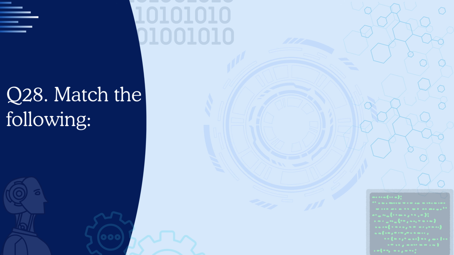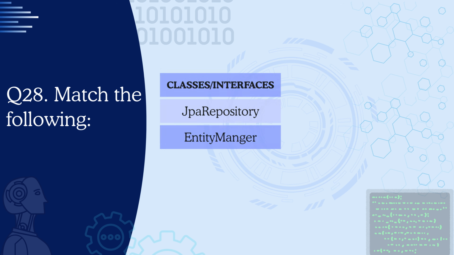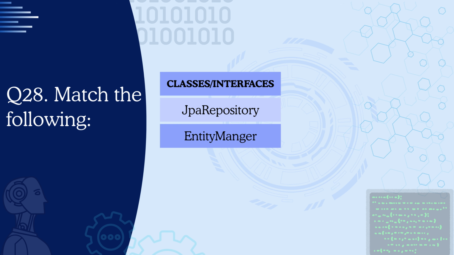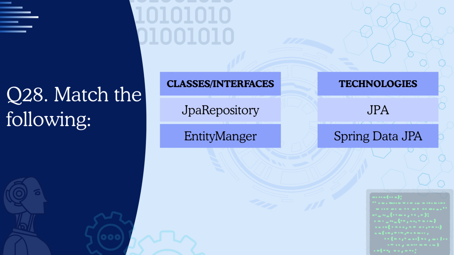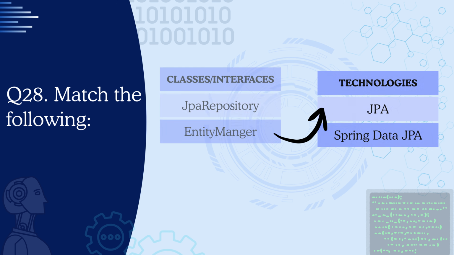Question 28. Match the following. In the first column, we have classes and interfaces. We have JPA repository and entity manager. And in the second column, we have the technologies that they belong to. Okay. So JPA repository belongs to Spring Data JPA and entity manager belongs to JPA.